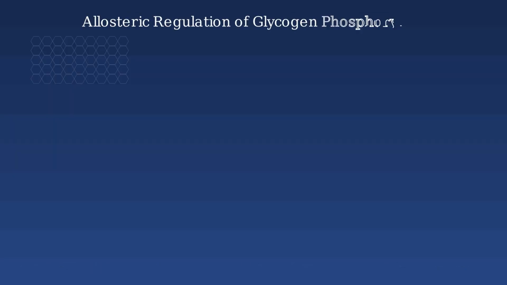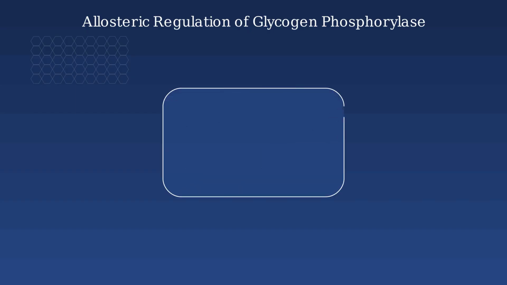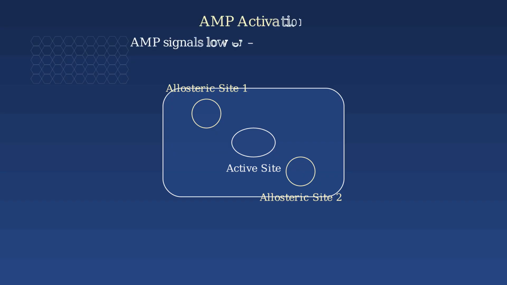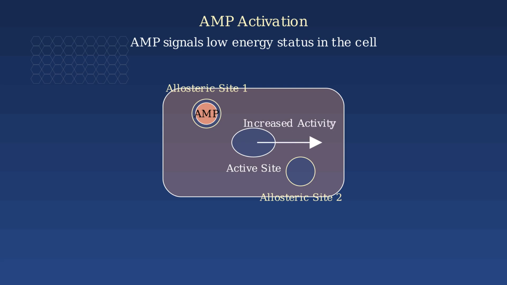Glycogen phosphorylase activity is finely controlled through allosteric regulation. Glycogen phosphorylase has an active site where catalysis occurs and separate allosteric sites where regulatory molecules can bind. When cellular energy is low, AMP levels increase. AMP is an allosteric activator of glycogen phosphorylase. When AMP binds to the allosteric site, it causes a conformational change that activates the enzyme. The activated enzyme can now more efficiently break down glycogen, releasing glucose 1-phosphate molecules.